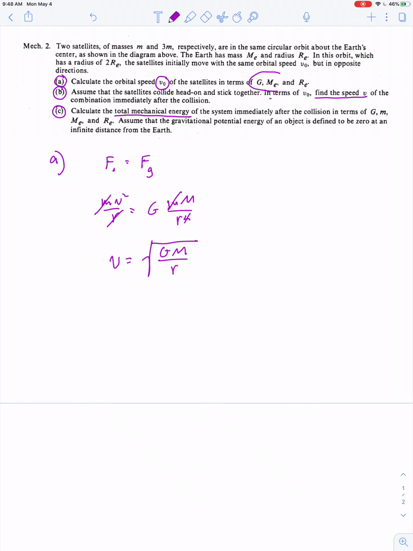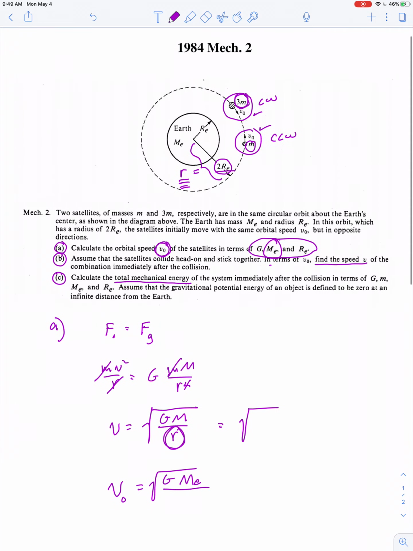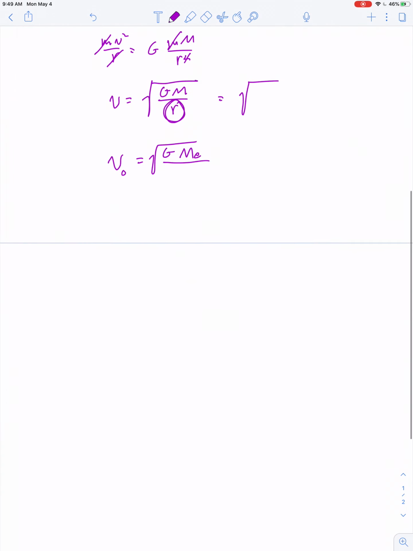We've got to answer in terms of the variables given, so here, they've named this as v naught, okay? G, and I guess by capital M we mean capital M subscript E, the mass of the Earth, and then r, the orbital radius, is 2 Earth radii. So this is the square root of G, mass of the Earth, over 2 radius of the Earth. There we go.